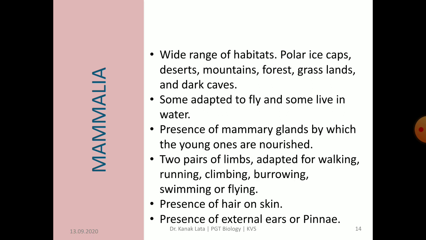The 2 pairs of limbs are adapted for different work, that is for walking, running, climbing, burrowing, swimming or flying. This depends upon the type of habitat. Presence of hair on the skin is also one of the important characteristic features, and presence of external ears. This is present only in Mammalia. The external ear is also called pinna. I have told you that these two are very important features of class Mammalia.